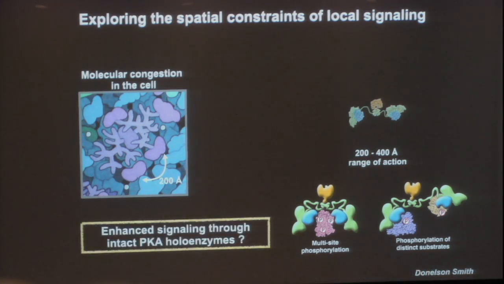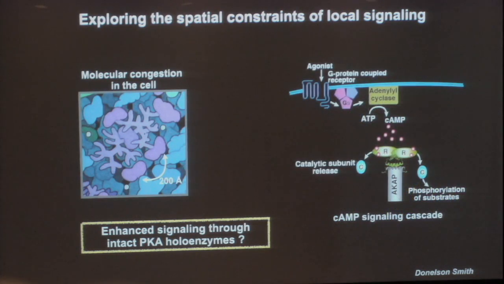And that's why the idea of signaling being enhanced through this intact holoenzyme is very, very important, because it not only allows you to focus the signal at precise locations within the cell, but it allows you to insulate the signal so you can have parallel processing in response to different messengers at the same time inside the cell. So effectively, the cell can multitask.